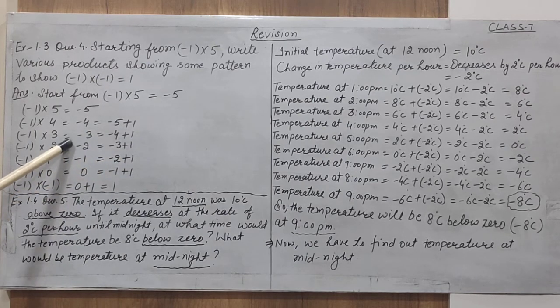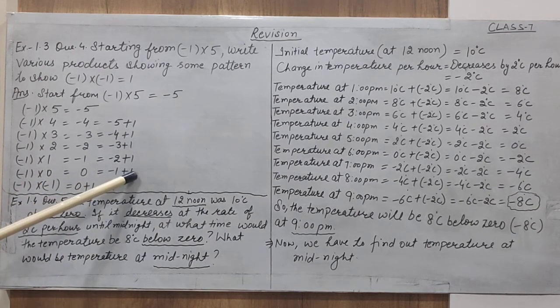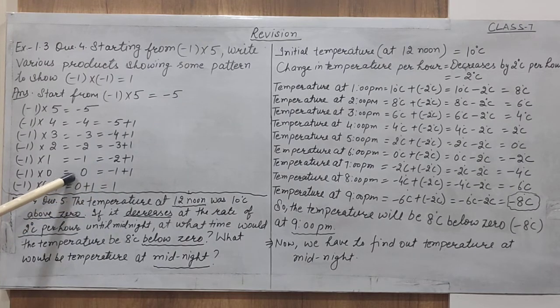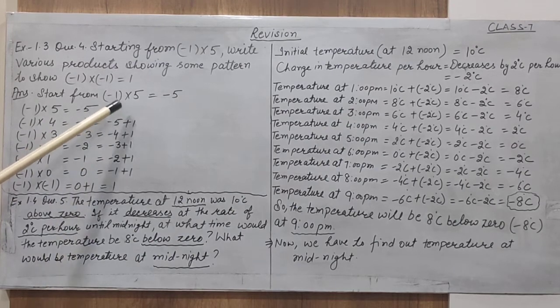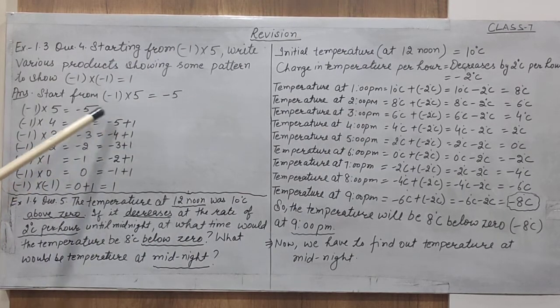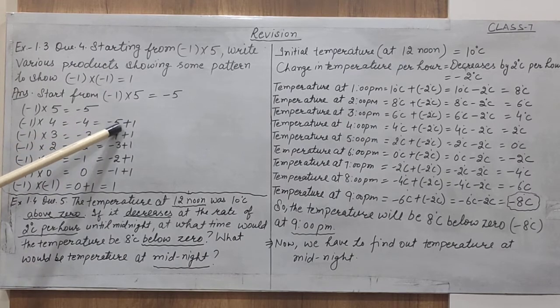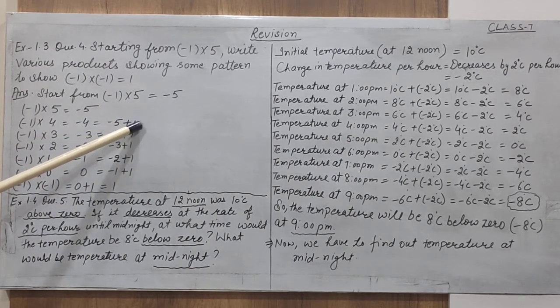Result of this number plus 1. Result of this number, that is minus 2 plus 1, is minus 1. Now its result is minus 1. So minus 1 is added to plus 1 and the result is 0. Alright, you can understand that the result of the previous one is used to get the result of the next one. The first result is used, then 1 is added every time.